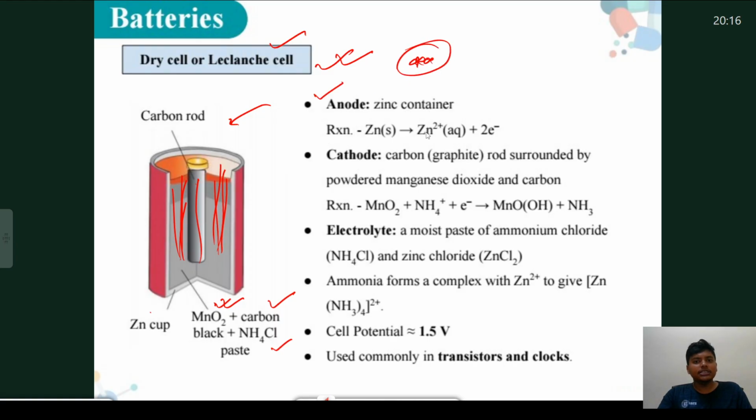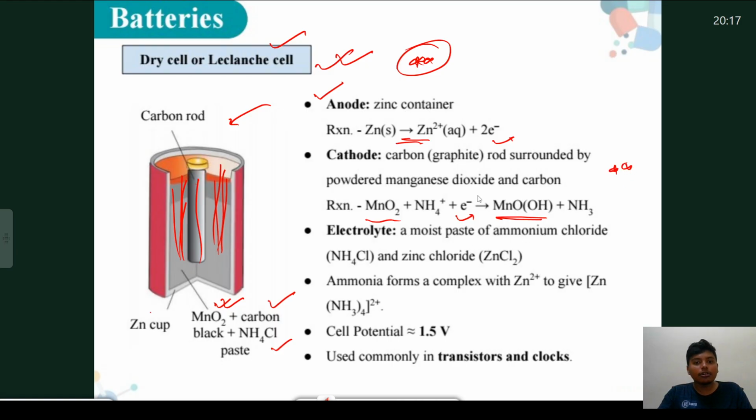So in the anode, zinc undergoes oxidation, and in the cathode what happens? MnO2 will become MnOOH. So addition of OH or addition of H plus means reduction, or addition of electrons. Oxidation is removal of electrons. So these are reactions you need to remember.